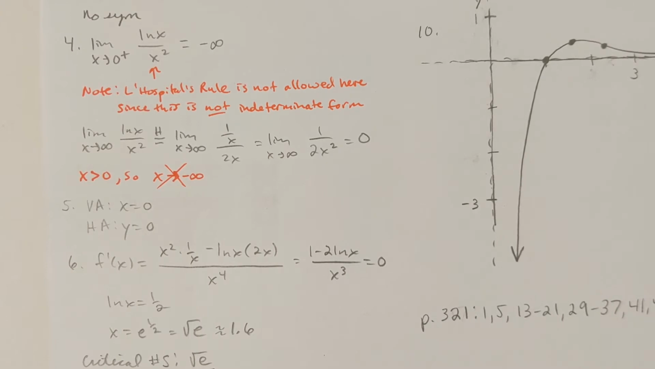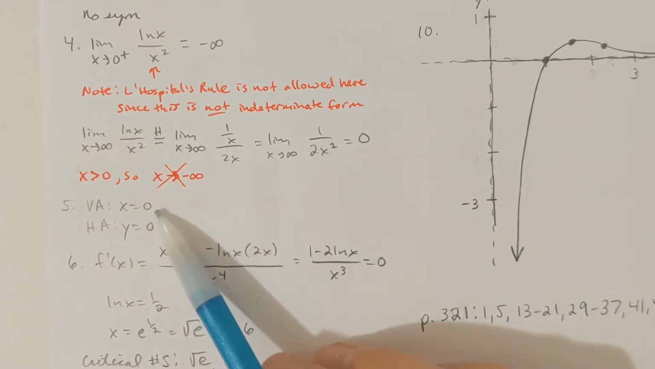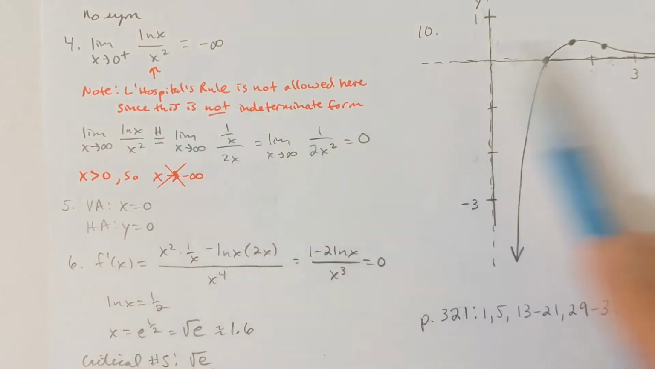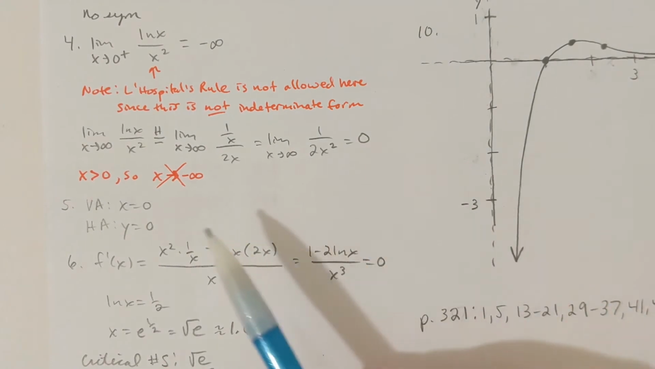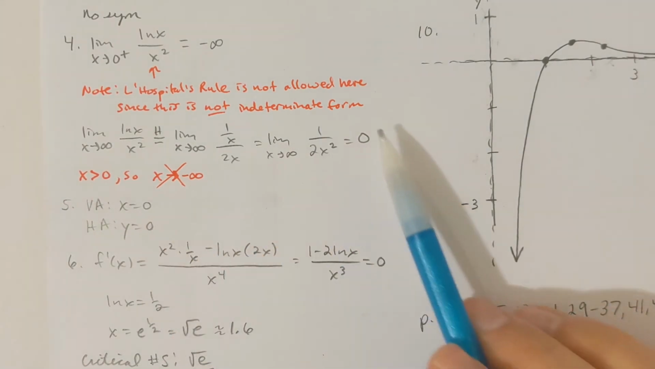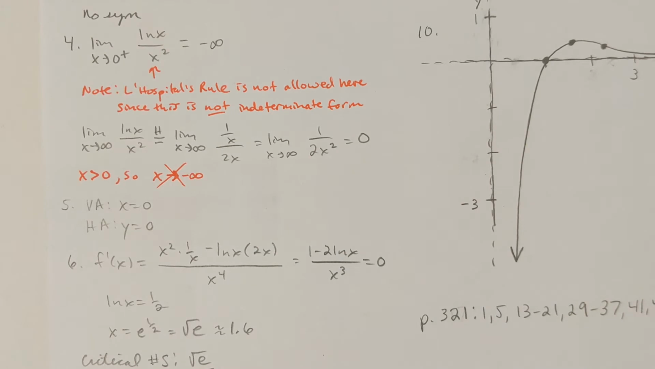All right, so we're going to have a vertical asymptote at x equals 0. This limit calculation tells us that. We're also going to have a horizontal asymptote at y equals 0. This limit calculation tells us that.